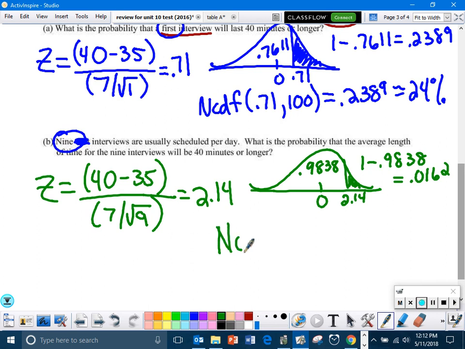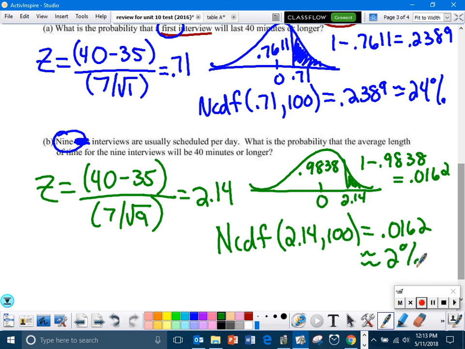Calculator, your lower bound, your upper bound, and we should get about the same thing. Now if I round that, that's about 2%. That's not a very good chance that 9 interviews will last 40 minutes or longer.